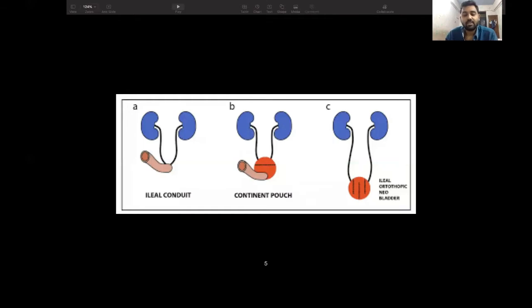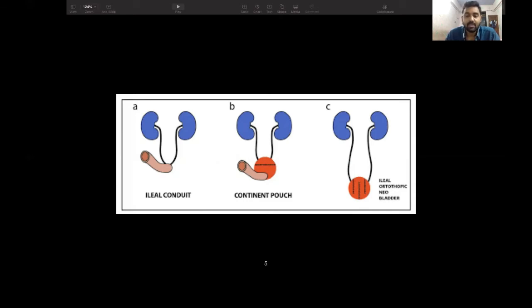So before we enter into the topic proper, you should understand the classifications of urinary diversions. Urinary diversions can be classified basically into two broad types. One is the cutaneous diversion and one is the neobladder. First, you should understand what is meant by heterotopic and what is meant by orthotopic. Heterotopic means in another position. Orthotopic means in natural position.